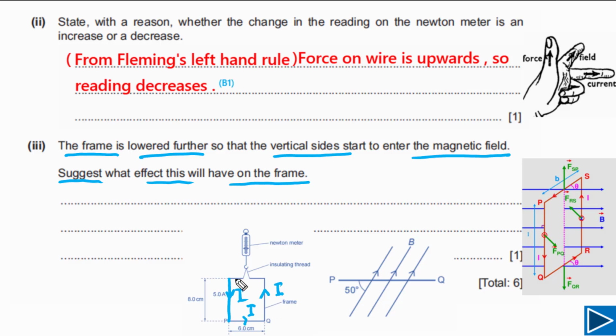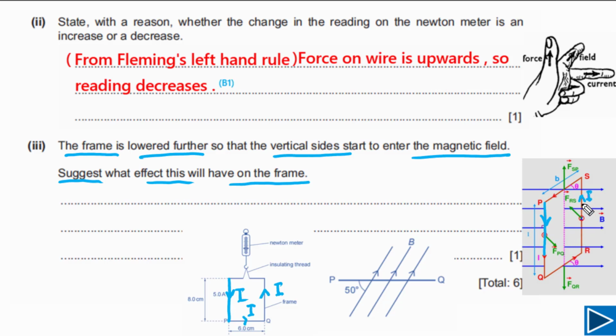Now this frame is inside a uniform magnetic field. I will explain with the help of this loop inside a uniform magnetic field, but you can imagine this by yourself. You can visualize this, but the principle is the same. Now if you look at this, the magnetic field is to the right, and the current on this side is down. But the current on this side is up.